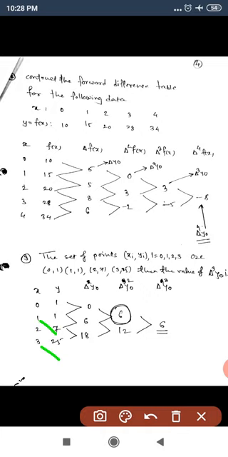25 minus 7 is 18. So this is the first difference. This column is the first difference. Now the second difference, del square y0.